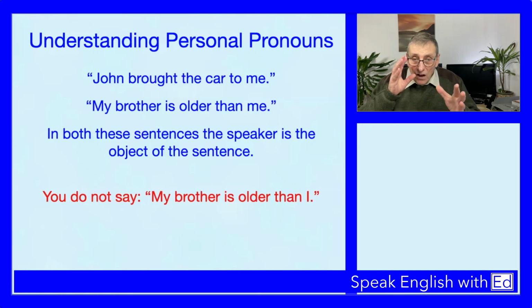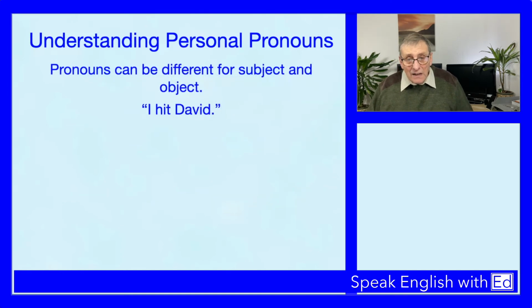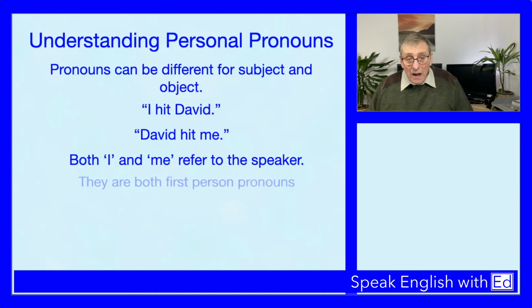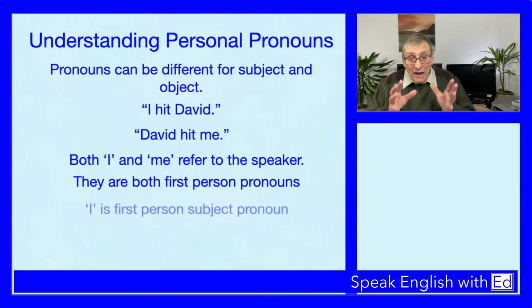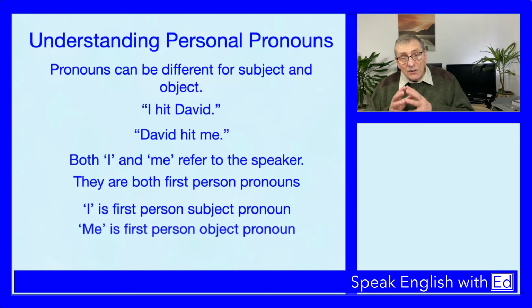Subject pronouns and object pronouns. Make sure you get the right one in the right way. As you can see, subject and object are different. I hit David and David hit me. Excuse me. I hit David and David hit me. Both I and me refer to the speaker in these two sentences. They're both first person pronouns. Now, I is the first person subject pronoun and me is the first person object pronoun.